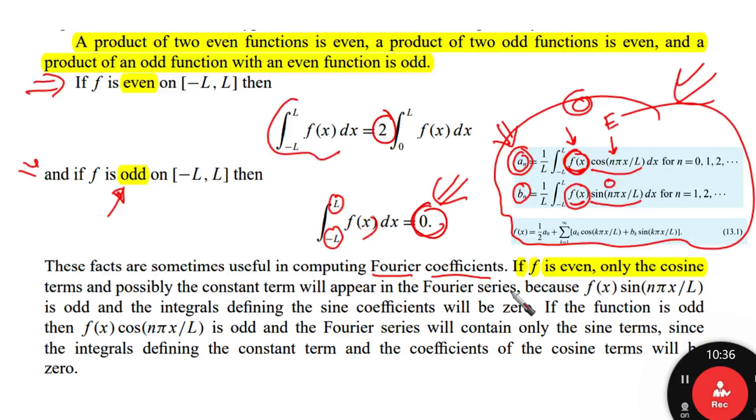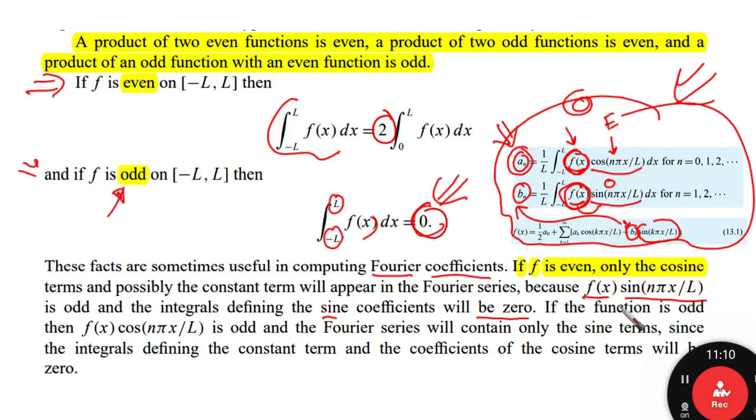Okay, so if f is even, only the cosine terms and possibly the constant term will appear in the Fourier series, because f of x sine x is odd and the integrals defining the sine coefficients will be 0. That's right. So this is the sine coefficient, b_k, and it is going to be 0 in this case. If this function is even, then even times odd is going to be odd, and then it is going to be 0.